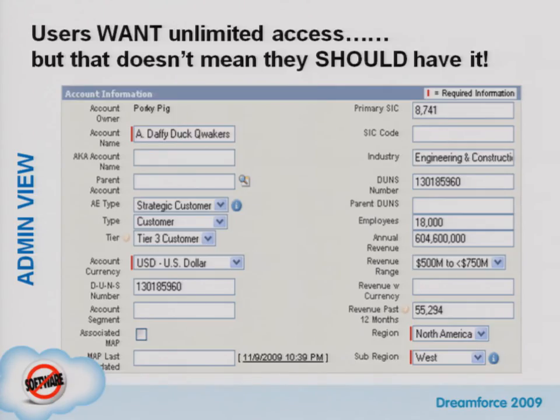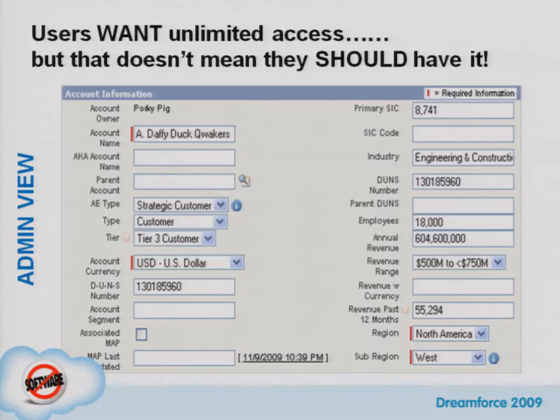So if you look up at the screen, this is the way an admin sees my account layout screen. There are a couple of fields on here that are really important for us, and while they're not marked on the page as required, they are required for us to create an account. One is a SIC code and the other is the DUNS number.